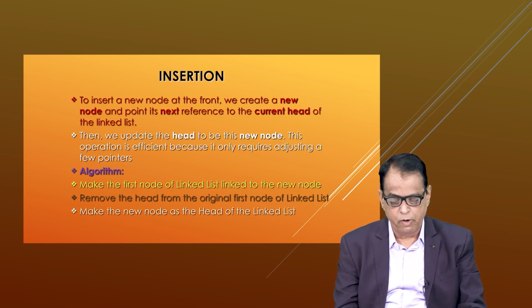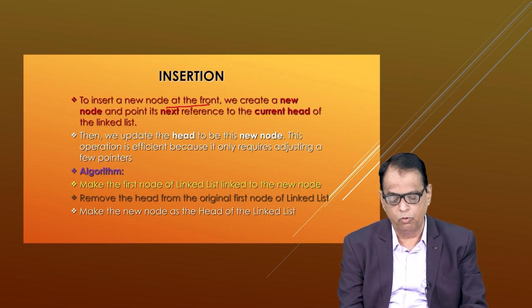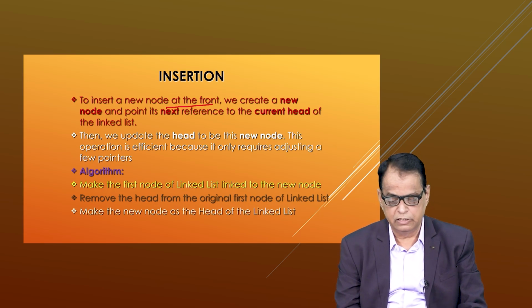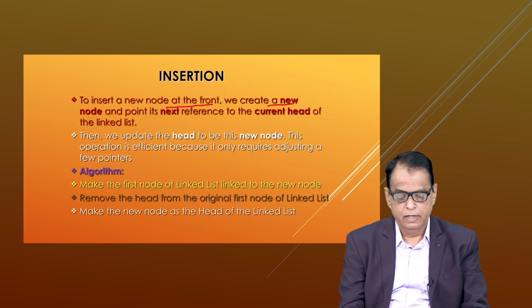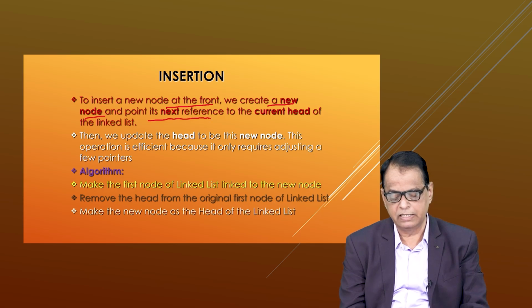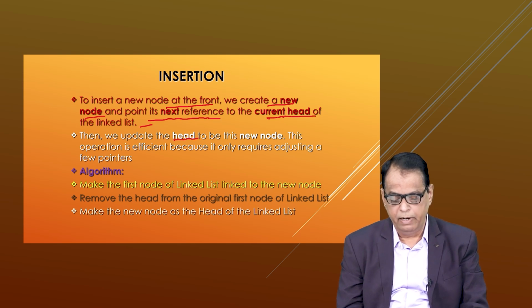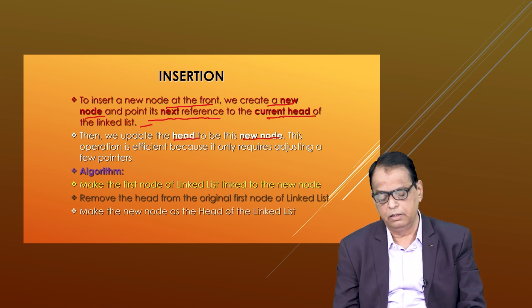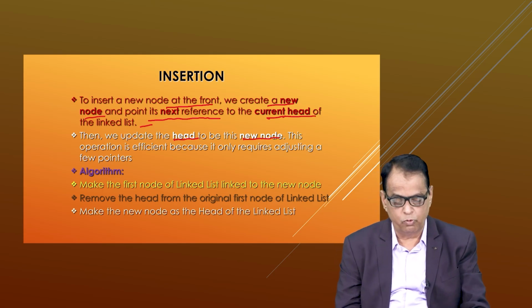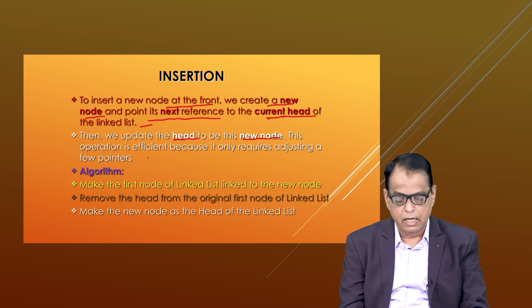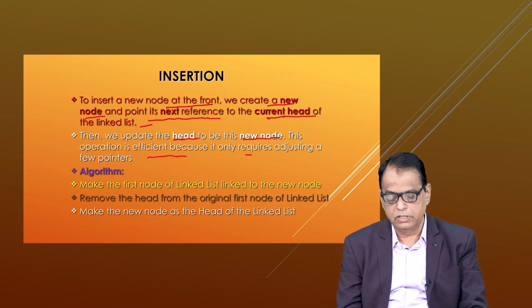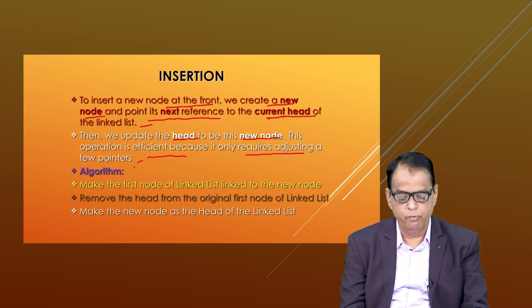Now suppose we have been given a linked list and now we want to insert a new element or a new node at the front of the linked list. And for that what we will do is that we need to create a new node and we have to point its next reference to the current head of the linked list. And then we will update the head and make the head point to this new node. And this is a very efficient operation because it will require adjusting only a few pointers.